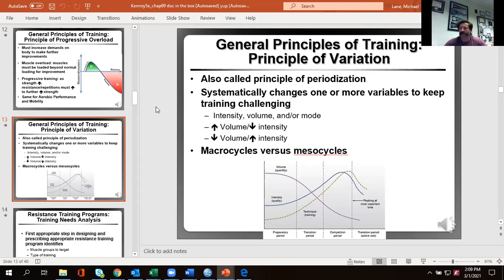And then obviously variation, it's not the same workout every single week. And obviously different components of them are going to be changing with their training. Does anyone have any questions about our five basic principles of training?